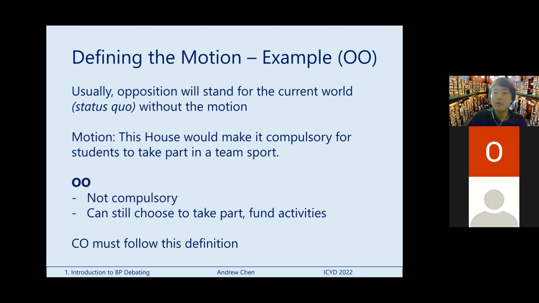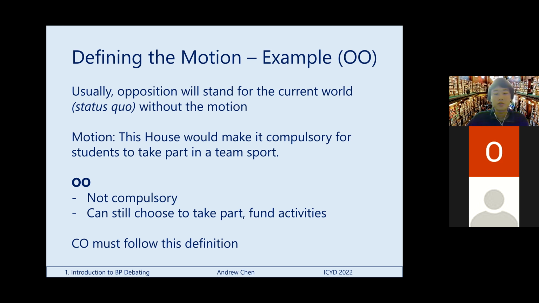How might opening opposition stand in a debate? Defining the motion isn't just the job of opening government. Opening opposition should also make it clear what they would support. Quite often when opening government is proposing a policy that changes what the world looks like, opposition will just stand for the world that we currently have, which we call the status quo, the world without the motion. So if we again look at this motion, this House would make it compulsory for students to take part in a team sport, OO might just say, we prefer a world where it's not compulsory for students to do team sport.